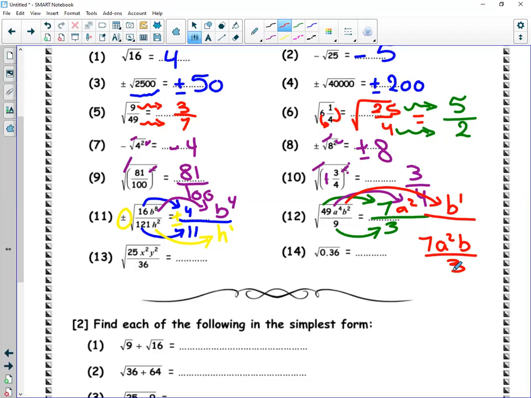Number 13, 25 x power 2 y power 2 over 36. Who can answer this question? Number 13, 25 x power 2 y power 2 divided by 36. Who can answer number 13?